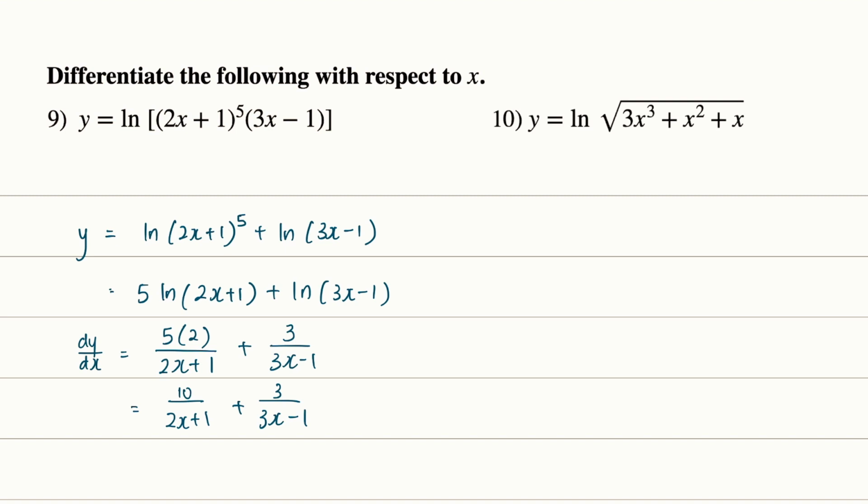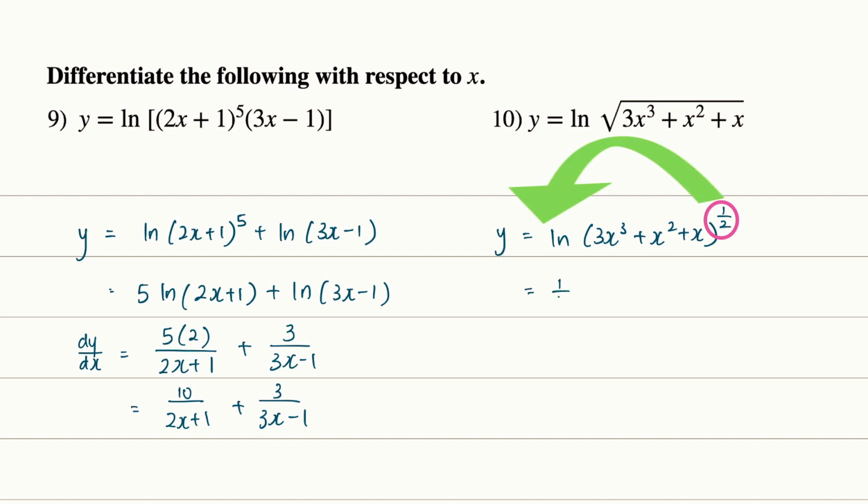Not to worry, this is exactly the same principle as the previous example. Instead of writing ln square root of 3x cubed plus x squared plus x, we are going to write it in a different way, which is equal to ln (3x cubed plus x squared plus x) to the power half. Now, square root is equivalent to a power half. So what we can do next is to bring down the half into the front and write down ln (3x cubed plus x squared plus x).